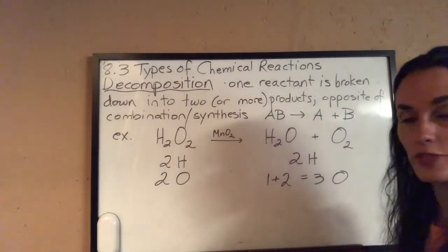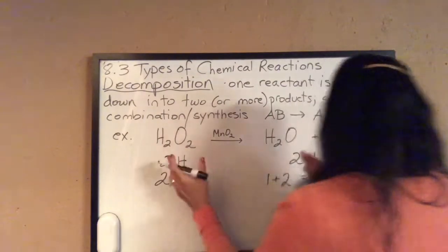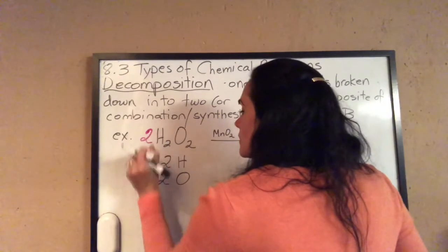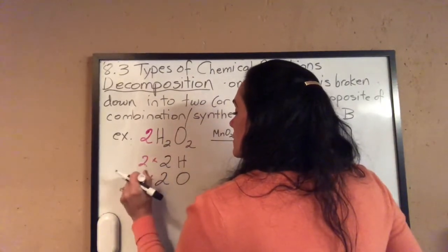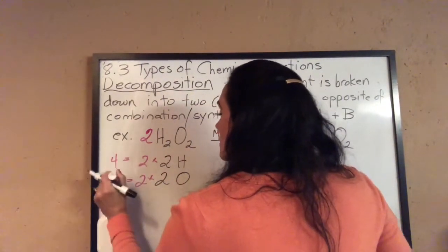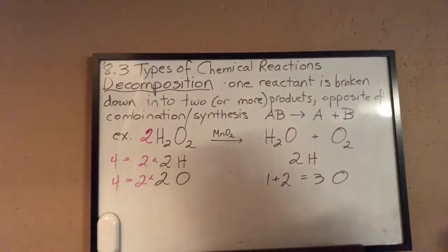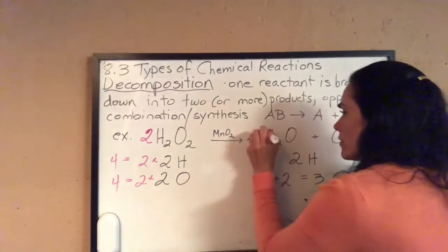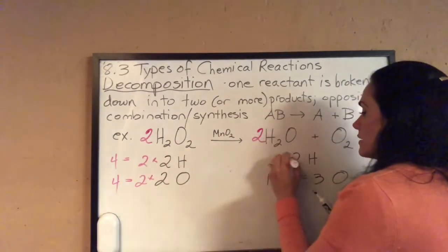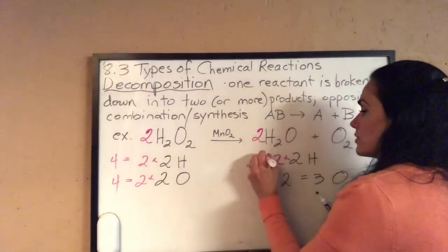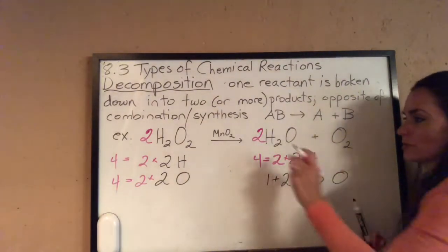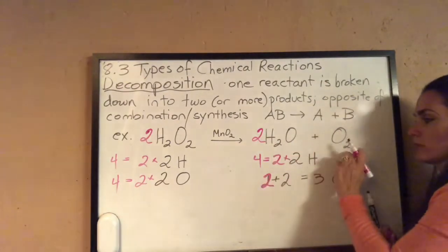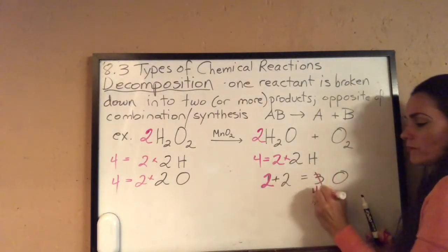Start with the lowest coefficient. You say, well, I need to balance this out somehow. So if I put a 2 over here, okay, it's going to give me 4 of everything. 4 hydrogens, 4 oxygens. So you say, all right, well, if I put a 2 over here, because I have to balance out hydrogen, that'll give me 4 hydrogens. What happens to your oxygen? 2 times 1 is 2, plus 2, 4.